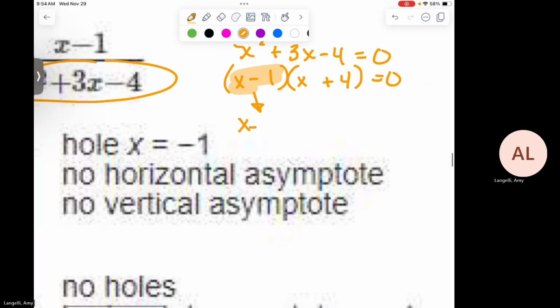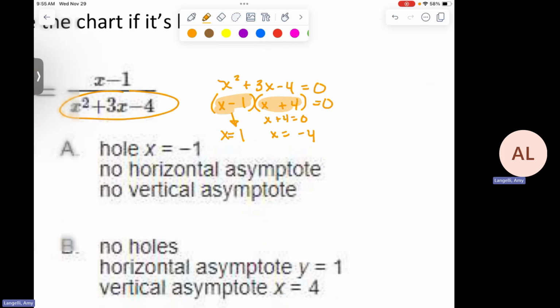Yeah. Excellent. Very good word. X equals 1 is a point of discontinuity. What about this one? Good. Set it equal to 0, solve. It's the same thing. If you guys are struggling understanding that, I like how she said set it equal to 0 and solve. So x plus 4 equals 0, x equals negative 4. And I also really like the vocabulary. Those are points of discontinuity.